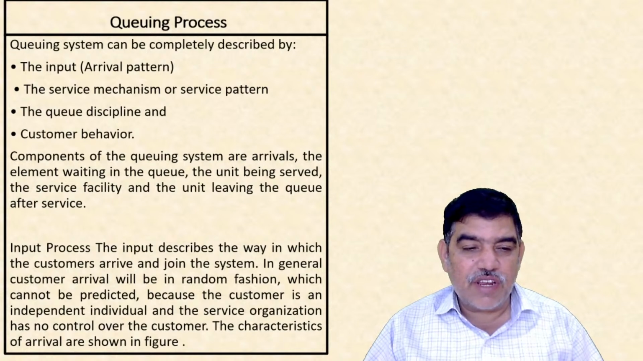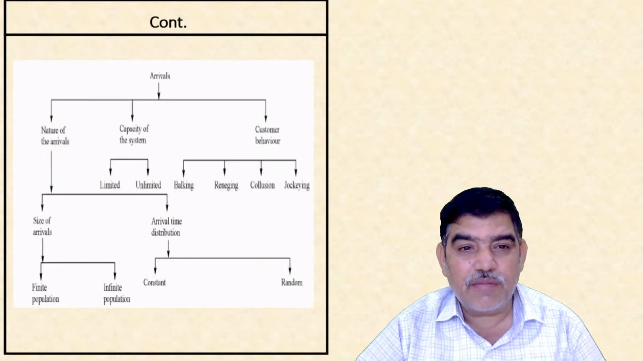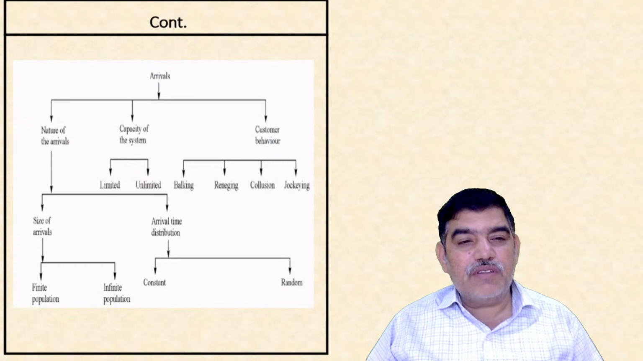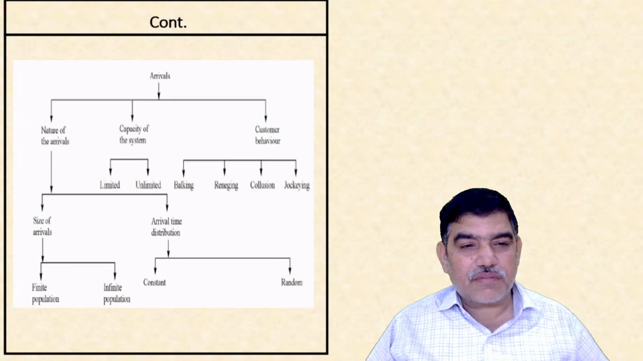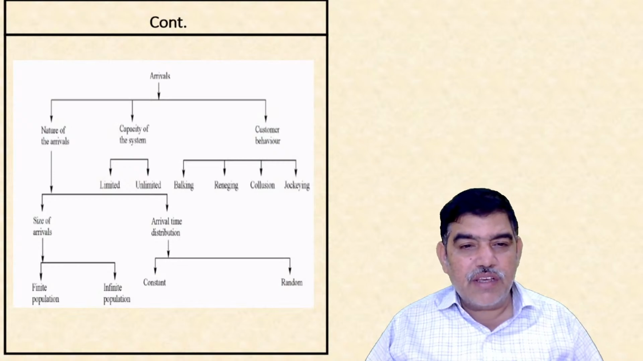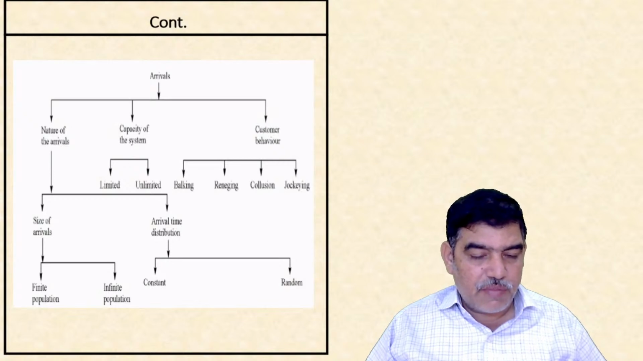The characteristics of arrival are shown in the figure. So this is the diagrammatical representation. Here, what is actually arrival? Nature of arrivals, capacity of the system, customer behavior. Capacity of the system is limited or unlimited. Customer behavior is balking, reneging, collusion, jockeying. Then size of arrival is again finite population or infinite population. Arrival time distribution is constant or random.